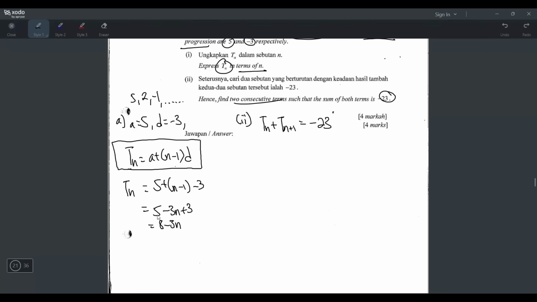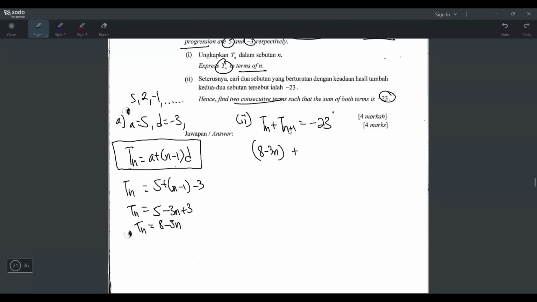But if you malas, you can straight away ambil ini terus, because this is Tn mah, right? Because if you sub the a and d, you will get the same also. And since you already did it just now, if you want to do fast, straight away just refer here. So Tn is 8 minus 3n, just masuk saja.